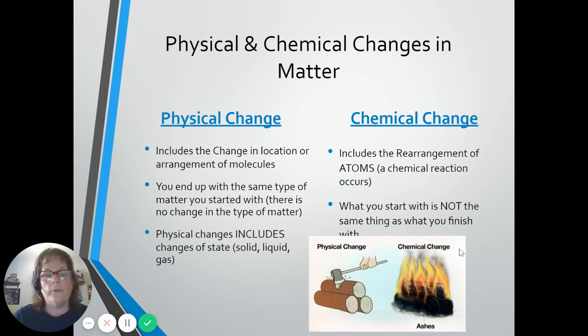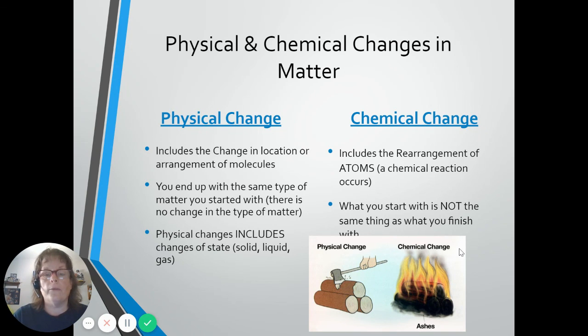All right, so we looked at physical and chemical properties. Changes can occur to an element or a compound or a molecule that can be either physical or chemical. Physical changes include the change in the location or the arrangement of the molecules, but you're going to end up with the same type of matter that you started with. There's no change in the type of matter. Physical changes can include things like your states. Like, did it go from a solid to a liquid or a liquid to a gas? It's still whatever you started with, but it's in a different phase. Things can go back and forth between phases and it doesn't change what it is.